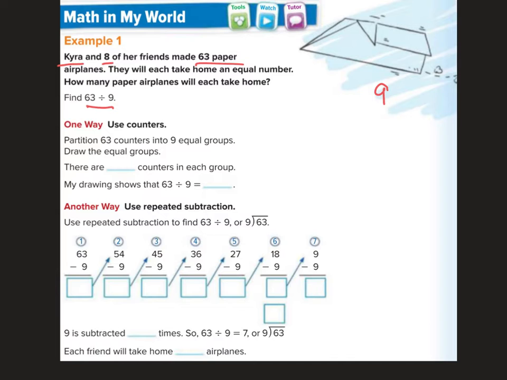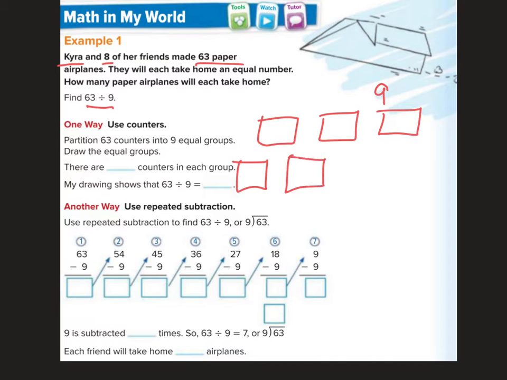One way is we could use counters, right? And draw 9 groups. This is going to take a while, isn't it? Nine groups, and then put my 63 into it.